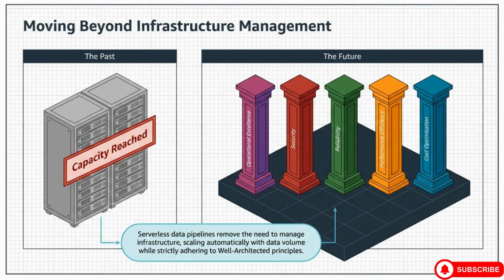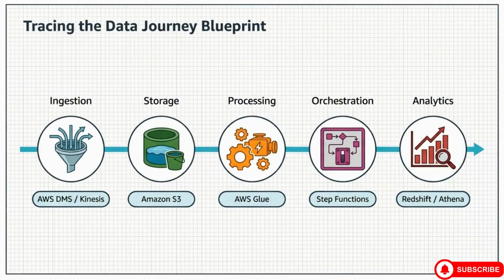Traditional data pipelines required teams to provision servers, monitor scaling, manage clusters, and handle infrastructure failures manually. Modern serverless architectures completely change that model. AWS serverless data pipelines automatically scale based on incoming data volume while reducing operational overhead and infrastructure management. This approach improves reliability, reduces costs, and aligns closely with AWS well-architected best practices for scalability, performance efficiency, and operational excellence. Let's trace the complete modern AWS data pipeline architecture.